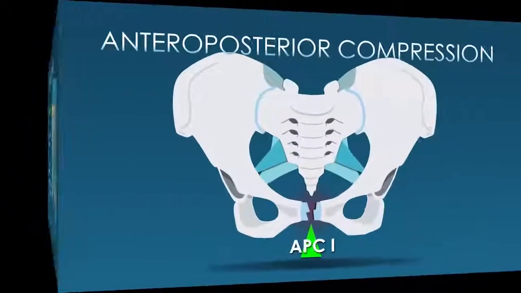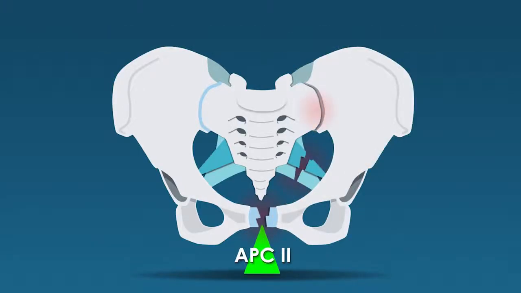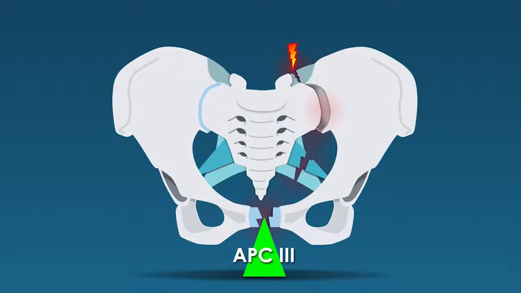So, the anterior-posterior type 1 fracture simply disrupts the pubic symphysis. The anterior-posterior compression type 2 will add on the pelvic floor and the anterior SI joint ligaments. And then when we add the posterior SI joint ligaments, we're into the anterior-posterior compression type 3. So that's where we're going with these.